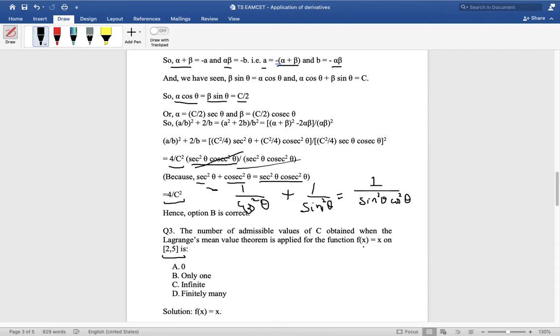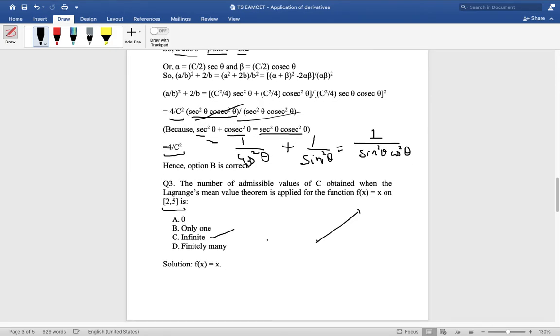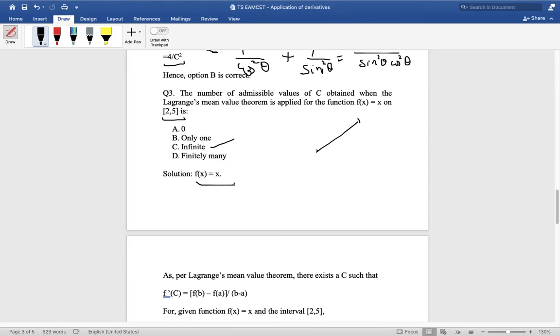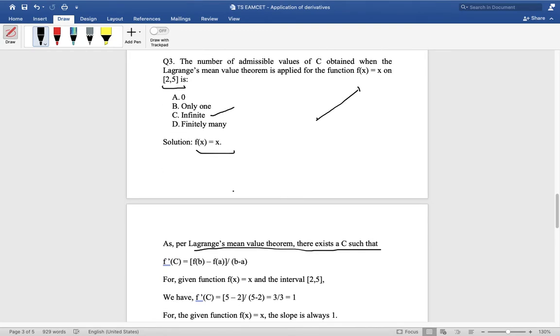We know that since f(x) equals x is a linear function like this, all the points satisfy Lagrange's mean value theorem, so our answer is infinite. Let us see how it is to be done. f(x) equals x. Now as per Lagrange's mean value theorem, there exists a c such that f dash c is equal to (f(b) minus f(a)) by (b minus a). f(x) is x, and b is 5 and a is 2, so it is f(5) minus f(2) divided by 5 minus 2.